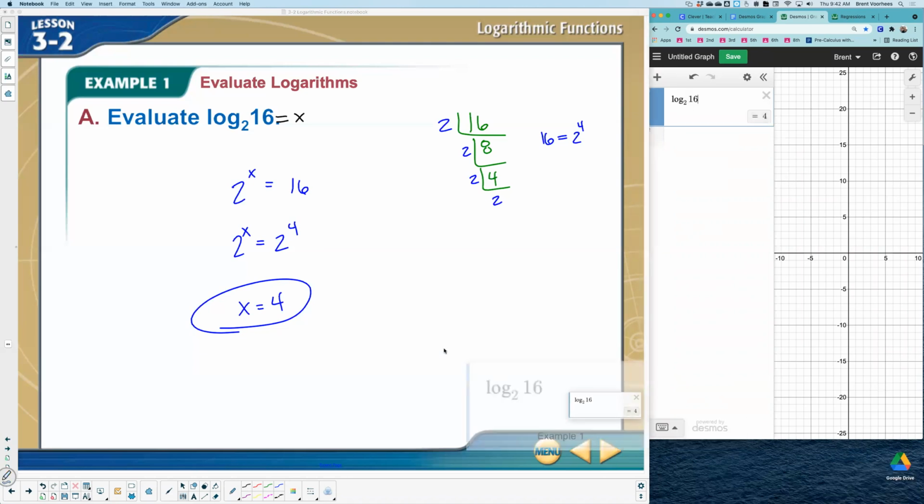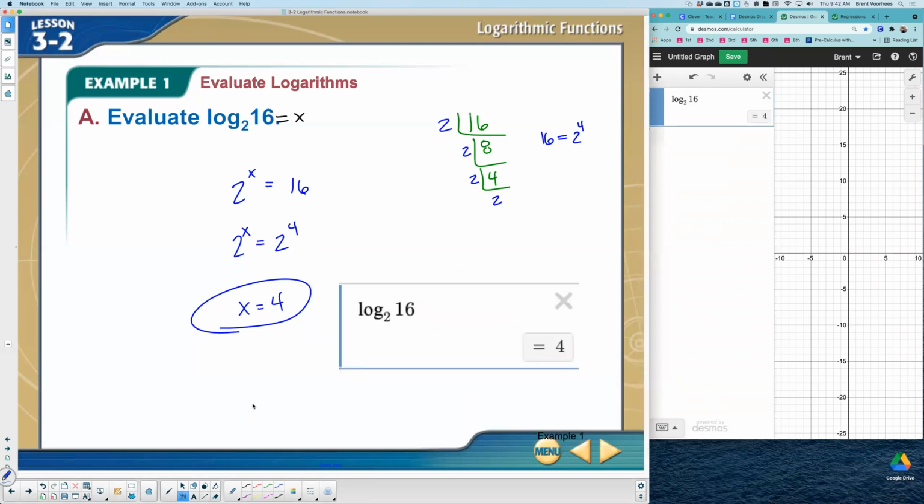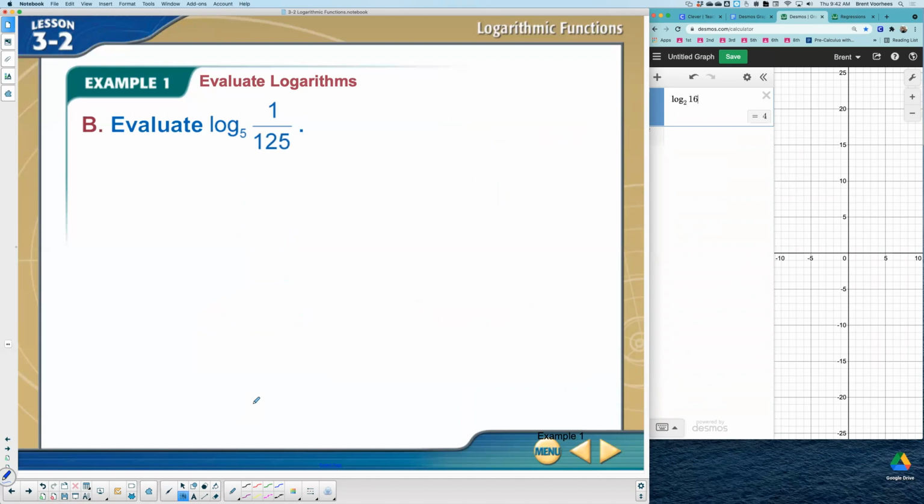I am no fool. I totally understand you can type in the calculator, but I want to show you how logarithms work as well. All right, part B here. Evaluate log base 5 of 1 over 125. Okay, so I'm going to convert this. So I'm going to say it equals x. What is my base? 5.